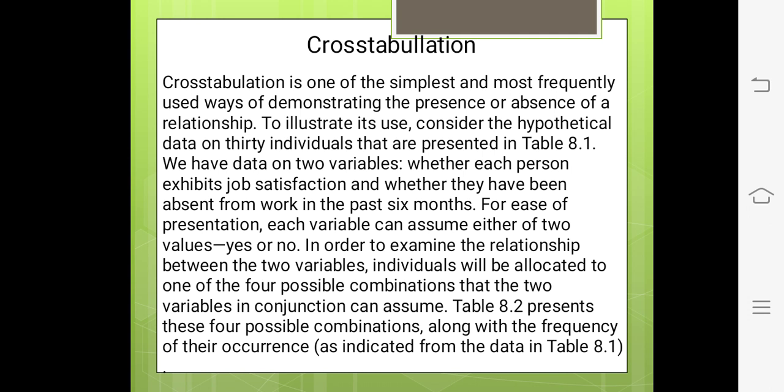Cross-tabulation. Cross-tabulation is one of the simplest and most frequently used ways of demonstrating the presence or absence of a relationship. To illustrate its use, consider the hypothetical data on 30 individuals that are presented in Table 8.1.